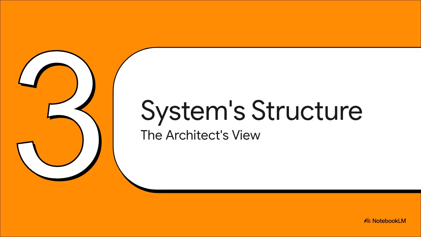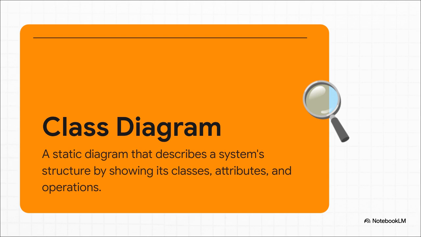Okay, so we've all agreed on what the system does from the outside. Now, we need to peek inside the box. What are the main components? The architectural building blocks that are going to make all that functionality actually happen. For that job, we turn to class diagrams.